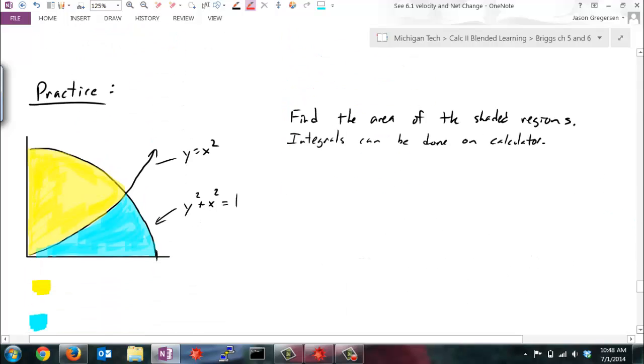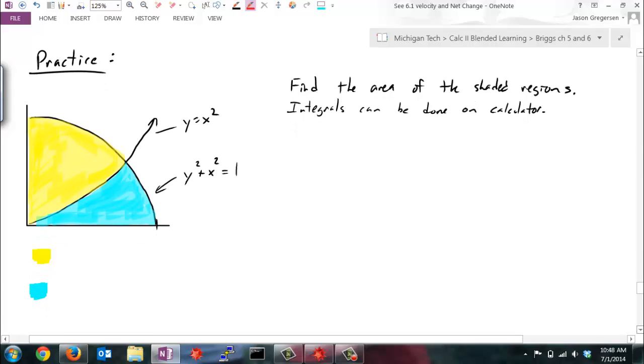Practice. All right, your turn to practice here. I want to find the area of both of these shaded regions, the yellow and the, I don't know what color that is, light blue. See if you can set up these integrals. You don't actually have to do the integration, but see if you can set up the integrals to give me both of these areas. If you're stuck, ask the neighbor to talk about it. Feel free to work in groups on this.